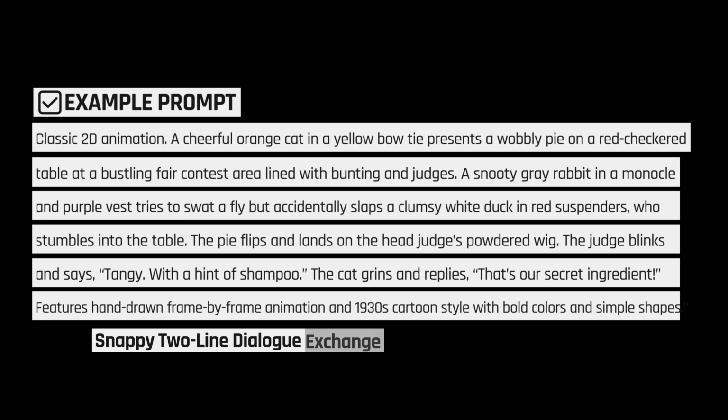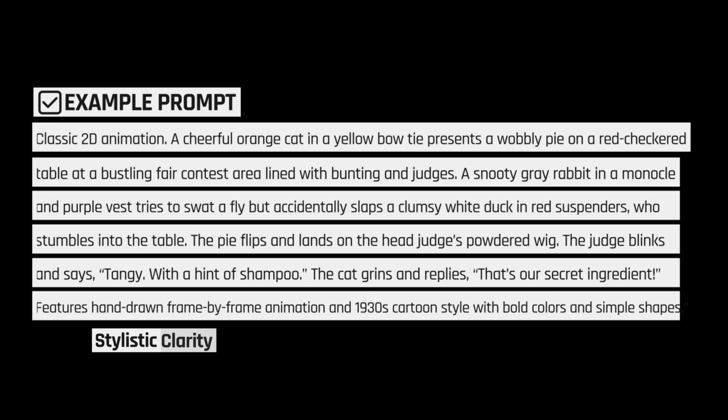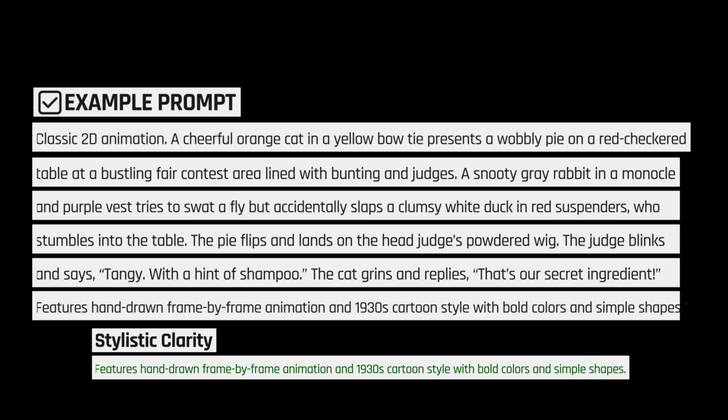7. Prompt finishes with snappy dialogue. Short, witty, and totally in character. This exchange ties the whole gag together with a laugh. 8. Visual style defined in the prompt. This tells Google Veo exactly what kind of animation to create. No ambiguity, just pure, nostalgic cartoon charm. And that's it. Follow this formula, and you'll be creating stunning 2D animation prompts every time.